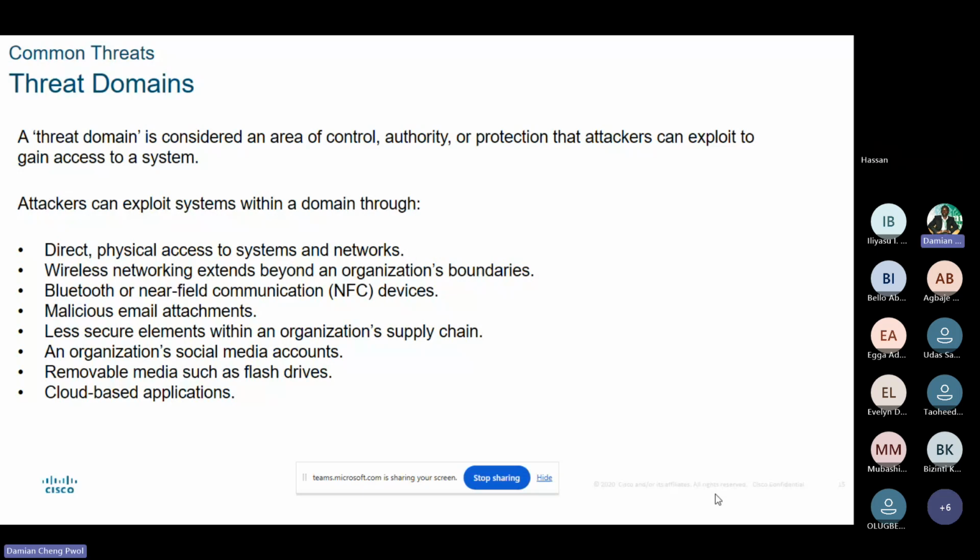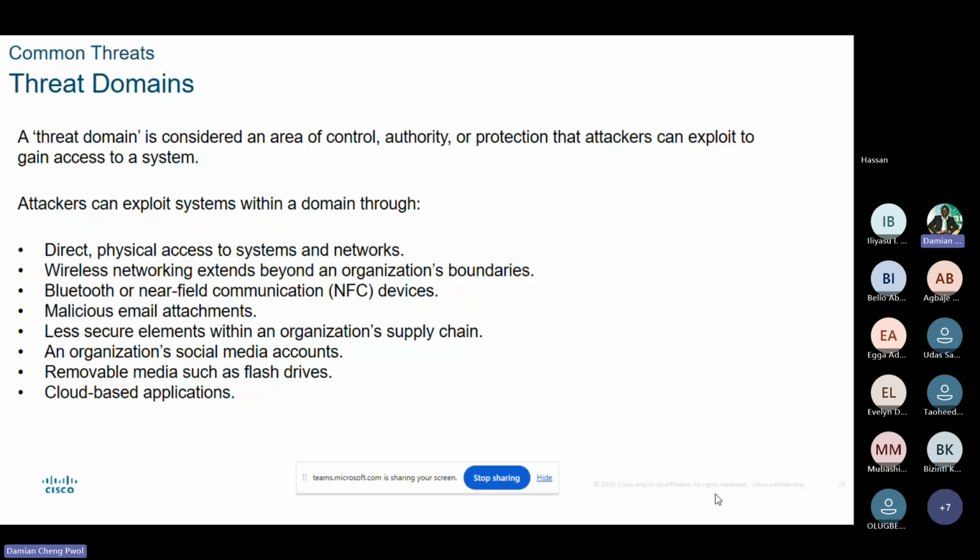Wireless networking extends beyond an organization's boundaries. Like your mobile devices, you want to connect to a bank or a wireless device. Wherever you are, even within a banking hall, you have signal to connect to the banking network, or even outside the building. So you see, a wireless network extends beyond an organization's boundary, and attackers can exploit such a system.